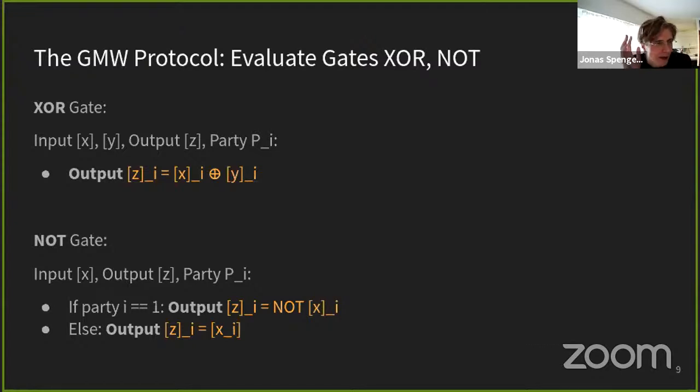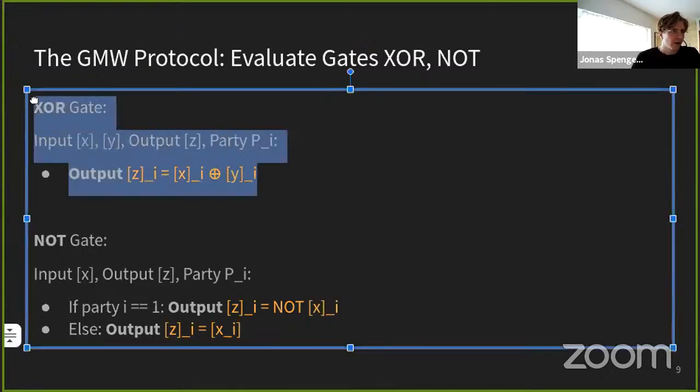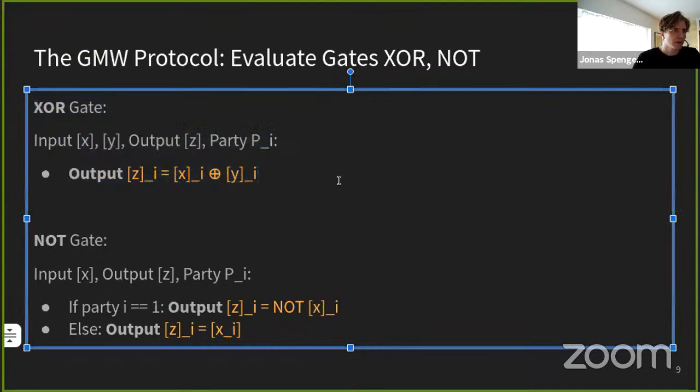Okay, so now we're starting with the evaluation of the gates, and XOR and NOT are the two simple cases because they don't require any interaction, whereas the AND gate will require interaction. So we can start off by looking at the XOR gate. We have the two inputs X and Y, and we want to output a secret sharing of Z, which is the XOR value of X and Y. The way we can achieve this is that each party I can simply take the shares it has locally of X and Y, compute the XOR of those values, and get the new value for the new secret share.